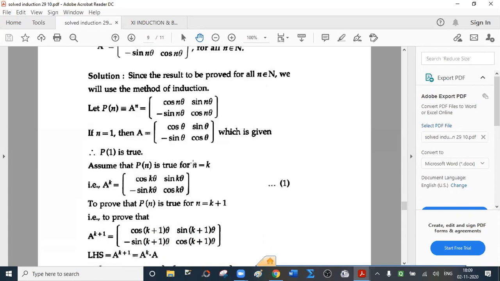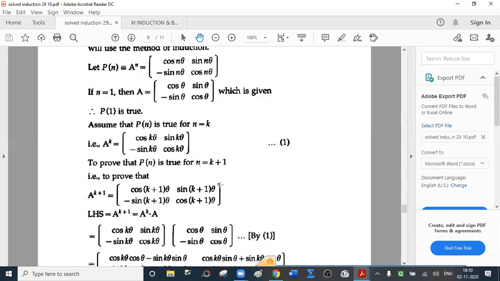Now we assume that P of n is true for n equal to k. So A raised to k is which matrix? Cos k theta, sin k theta, minus sin k theta, cos k theta. We now prove that the result is true for k plus 1. That is to prove A raised to k plus 1 equal to, don't say cos k theta plus k, you have to say cos of k plus 1 into theta, sin of k plus 1 into theta, and so on.